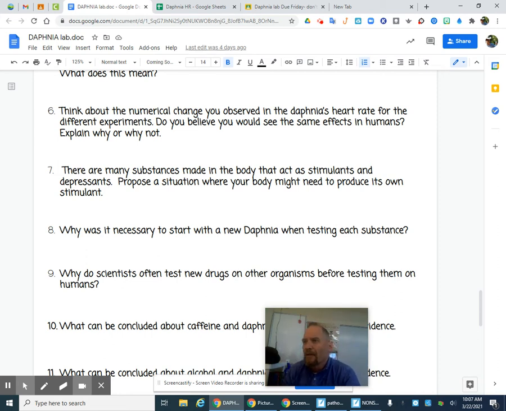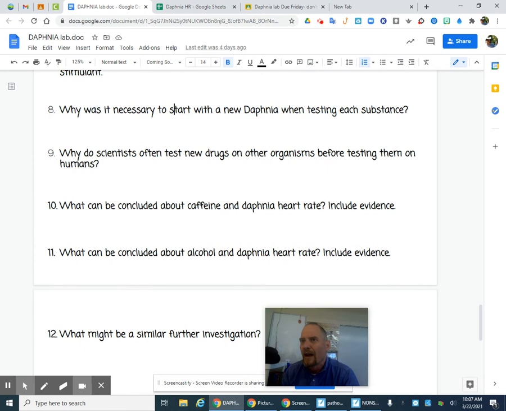Why start with a new Daphnia? Because if we had a Daphnia, did its heart rate, put caffeine on it, counted, and then put alcohol right on top of it, the caffeine would still be affecting it. So your results would not be clear that it was the alcohol affecting it if it still has caffeine in its system. All right, so you need a new Daphnia.